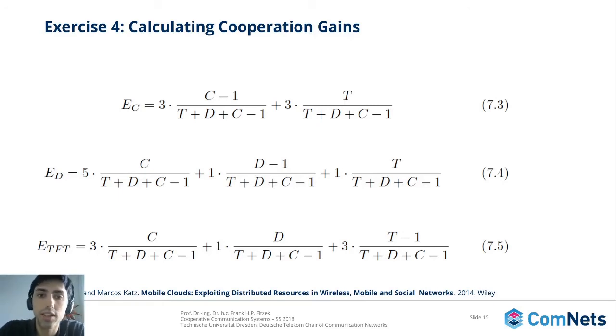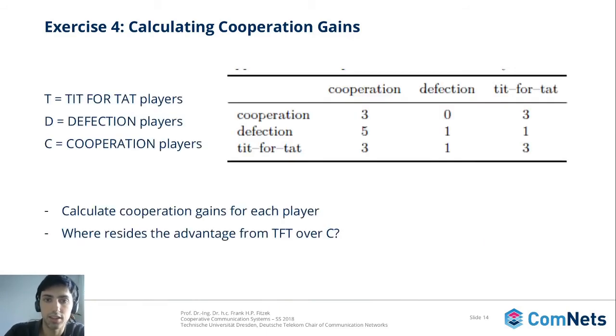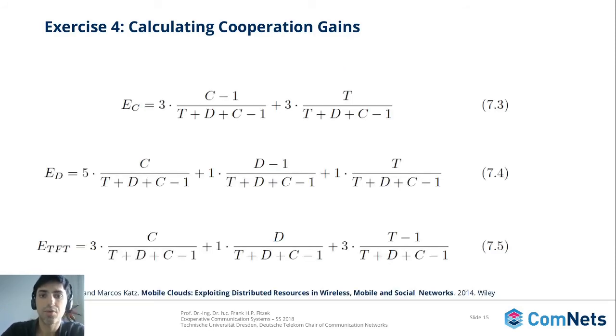Okay, so we have T, D, and C, as we can see here. Tit for tat players, defection players, and cooperation players. So what is the gain for one person? If the person is cooperation, it's E sub C. So the number of players he can talk with is the number of players from tit for tat, the number of players from defection, and the number of players from cooperation, minus 1 because he cannot talk to himself.